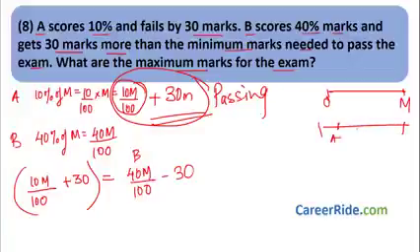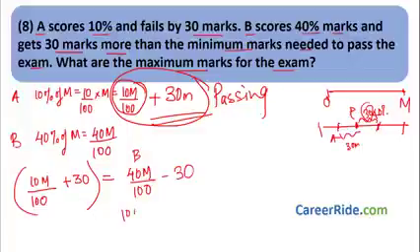Over here, A got 10% and 30 marks less. B got 40% and 30 marks more. So if we remove 30 marks from B's marks, B's 40%, B will get passing marks, and if we add 30 marks to A's marks, A will get passing marks, both would be equal, right? So what do we get over here?